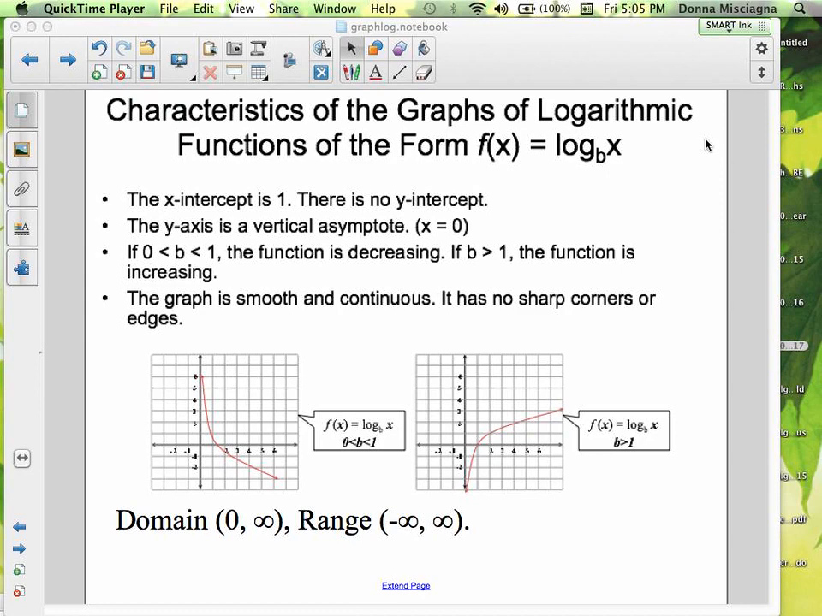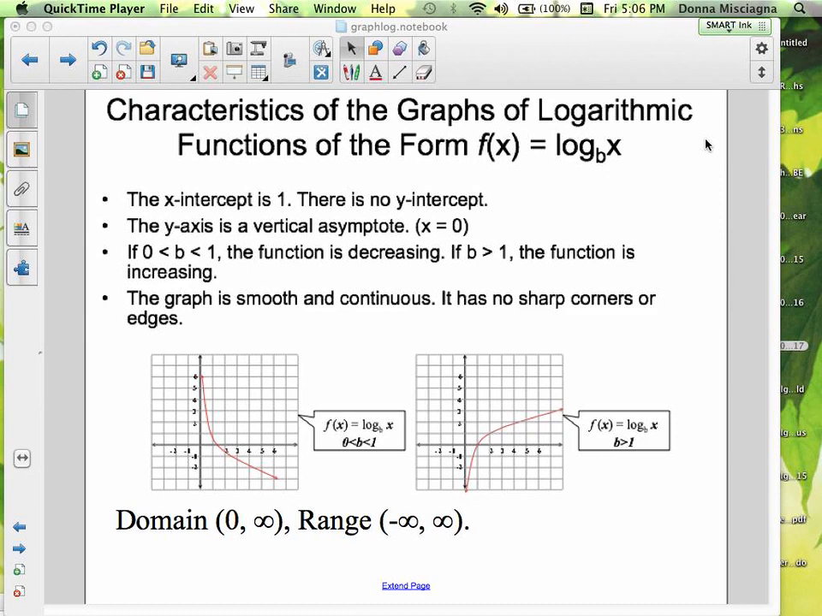All right, so first we're going to look at some key features of our logarithmic functions. Our x-intercept is 1. There's no y-intercept. The y-axis is a vertical asymptote. If your base is between 0 and 1, your function is decreasing. So on the left, we have an example of a logarithmic function that's decreasing, because the base is between 0 and 1. And if b is greater than 1, our function is going to be increasing. So on the right-hand side, we have an example of logarithmic growth.